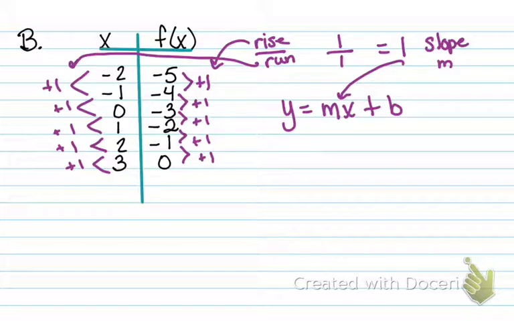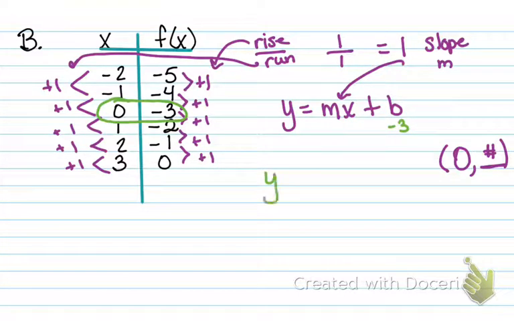And we need to look where x is 0. So we're looking at the coordinate pair where x is 0, and we want to know what this number is here. That's going to tell us where it hits the y-intercept. So if we go over and look, oh, I see that x is 0 right here, and when it's 0, its output is -3. So that is my y-intercept. So that's -3. So we can rewrite this as y equals m, which we know is 1, x minus 3.